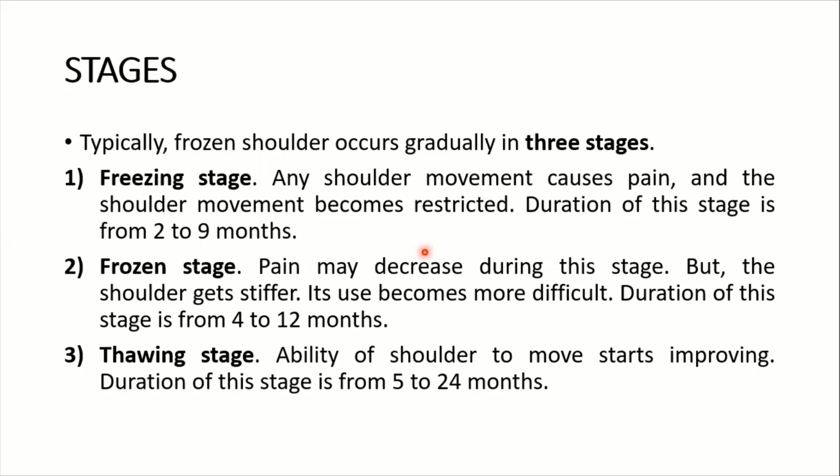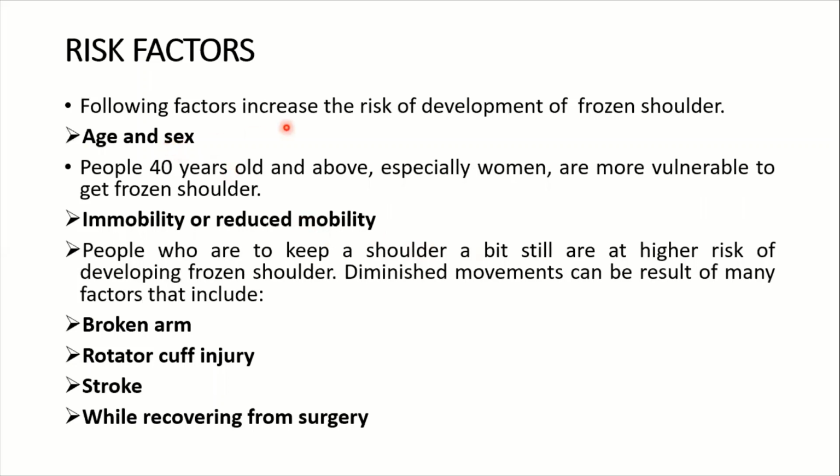And the frozen stage: pain may decrease during this stage, but the shoulder gets stiffer. Its use becomes more difficult. The duration of this stage is from 4 to 12 months. And the thawing stage: the ability of the shoulder to move starts improving. The duration of this stage is from 5 to 24 months, right? Which is 2 years.